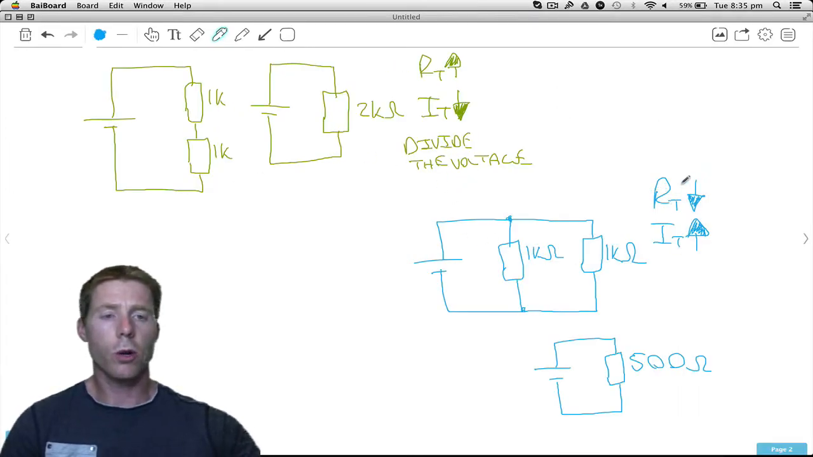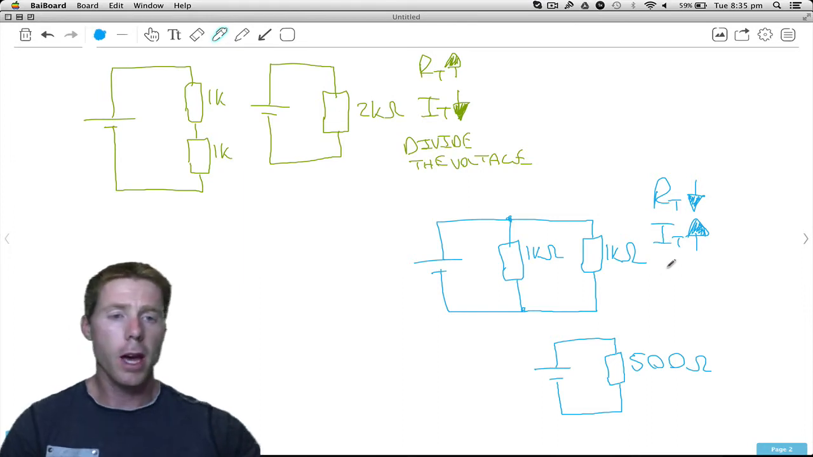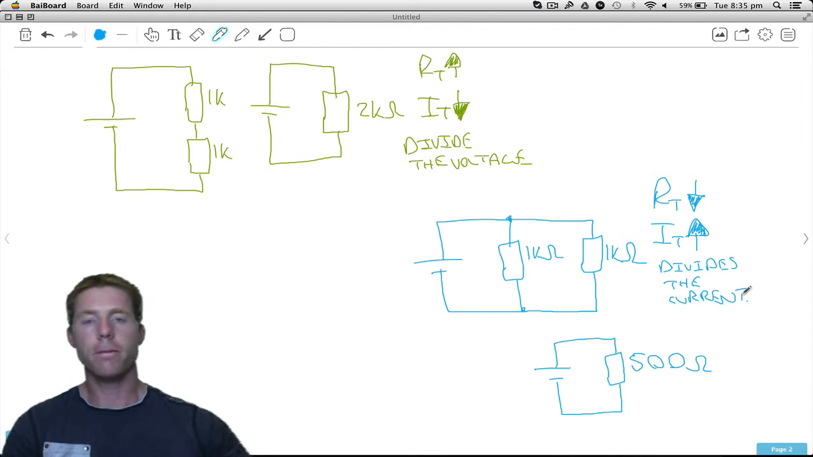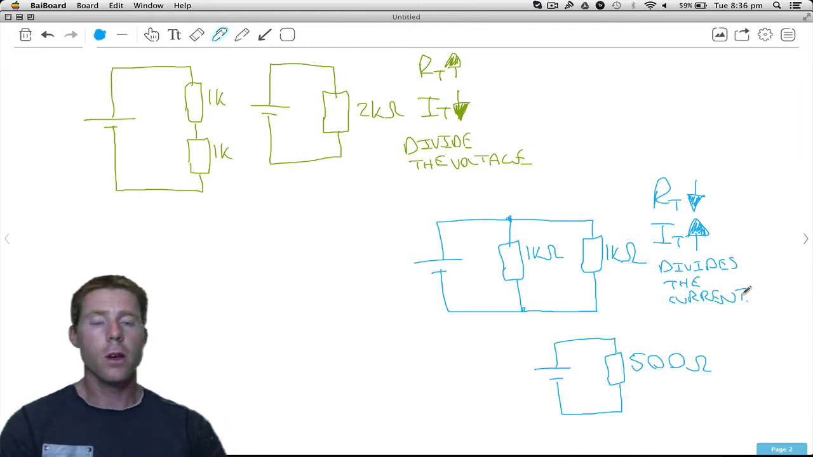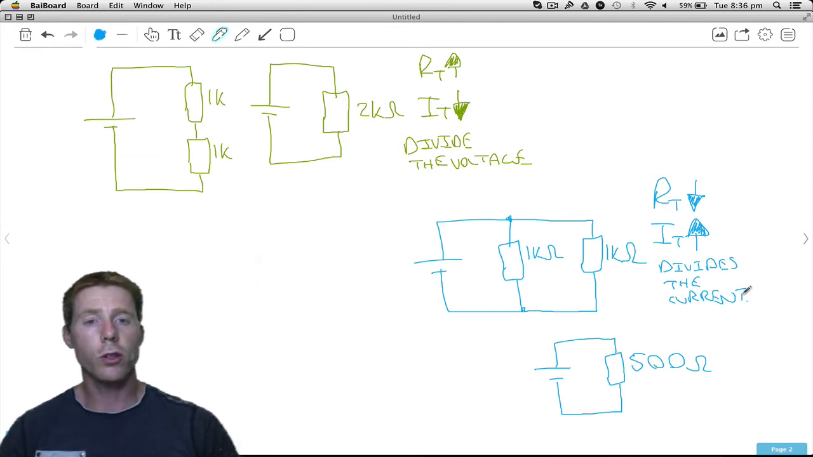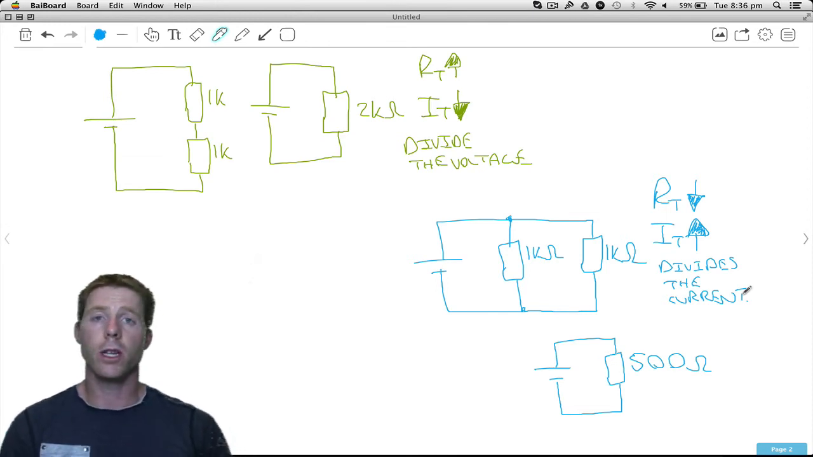So resistance total goes down in parallel, total current therefore goes up, and it divides the current. So a parallel circuit, you can call a current divider. Okay, so that's just a little bit of an introduction to it. In the next lecture, we're going to pull out our calculators a bit more, do some calculations, and hopefully all this stuff will sink in a little bit more.